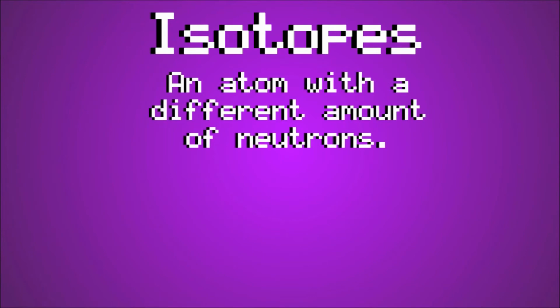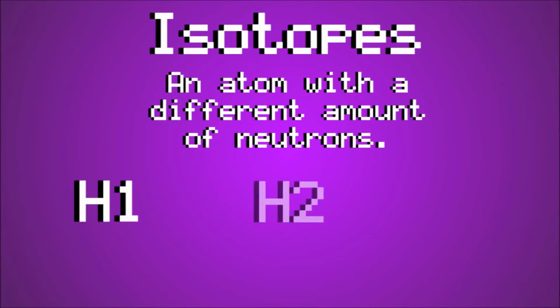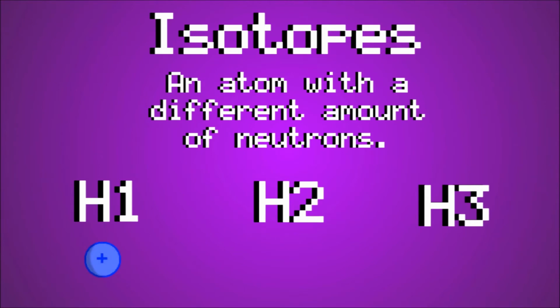Now I know that sounds really confusing, but we can use hydrogen as a really good example to demonstrate this. If you remember isotopes from the previous video, they are simply atoms of the same element with differing numbers of neutrons. Hydrogen, for example, has 3 naturally occurring isotopes: hydrogen 1, hydrogen 2, and hydrogen 3. Hydrogen 1 has only 1 proton and has a mass number of 1. Hydrogen 2 has 1 proton and 1 neutron. This makes its mass number 2. Hydrogen 3 has 1 proton and 2 neutrons to give it a mass number of 3.